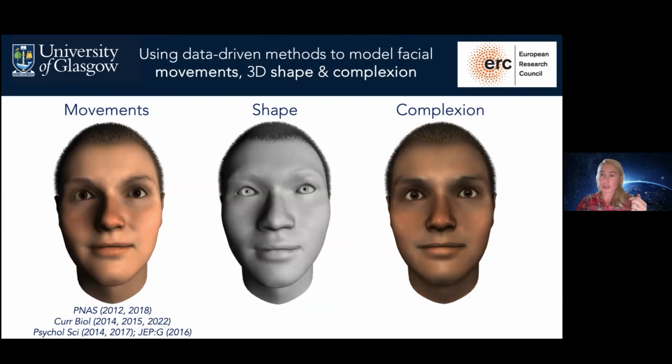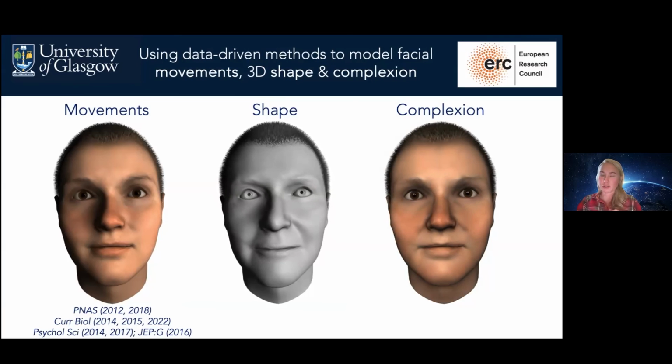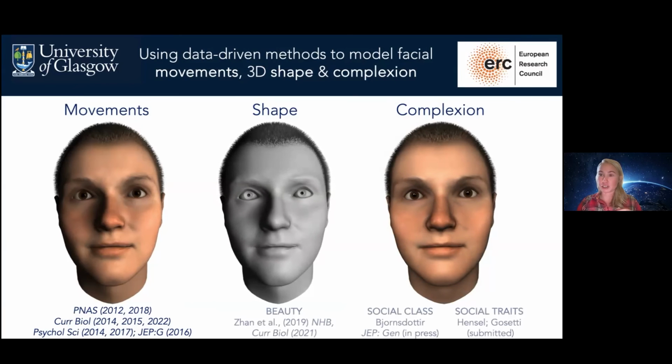We can do this separately, but we can also do it together so that we can understand which face shapes and complexions correspond to different perceptions, but then how does that impact the interpretation of facial expressions? How does this combine together to give us a unified account of how faces communicate social information?